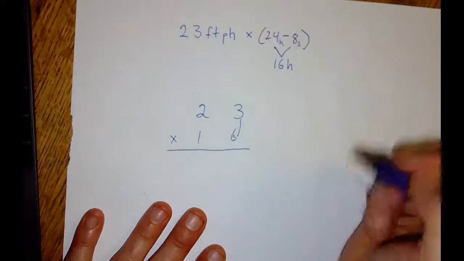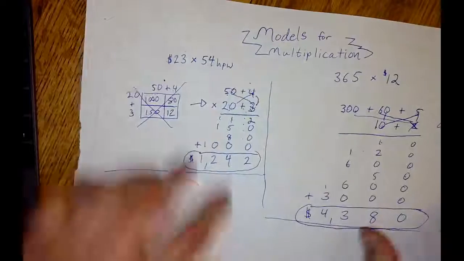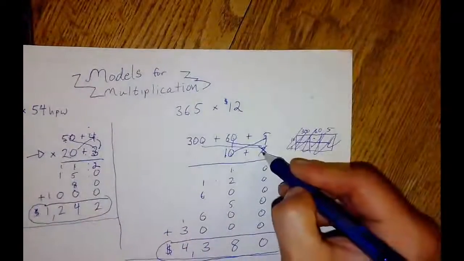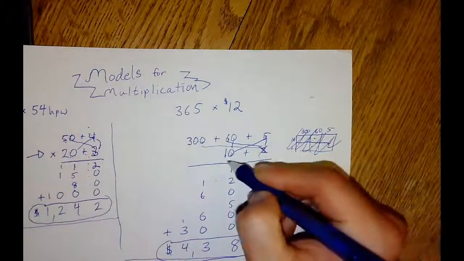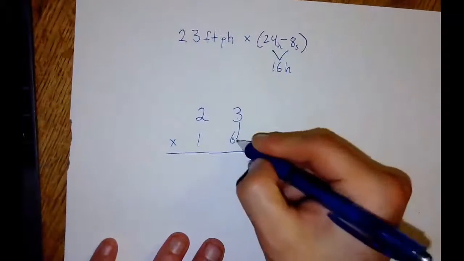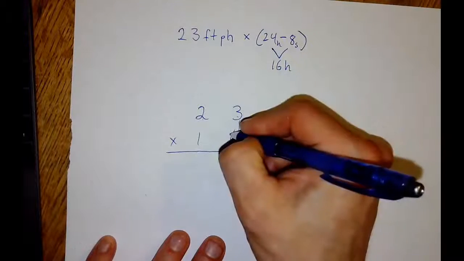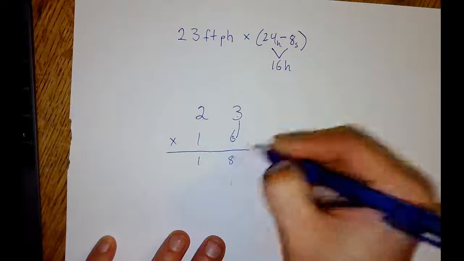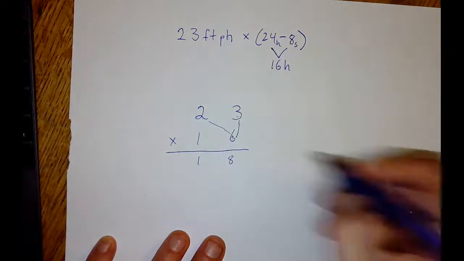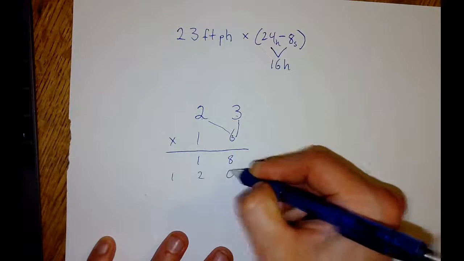Remember, notice those patterns and think logically. Here we had 3 times 4, 3 times 50. 20 times 4, 20 times 50. Here we had 2 times 5, 2 times 60, 2 times 300. 10 times 5, 10 times 60, 10 times 300. Noticing those patterns and extending them, we are going to have 6 times 3 and 6 times 20. So 6 times 3 is 18. 6 times 20, 6 times 2 is 12, with the place value is 120. Line up your place values.